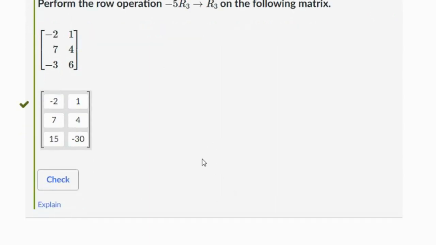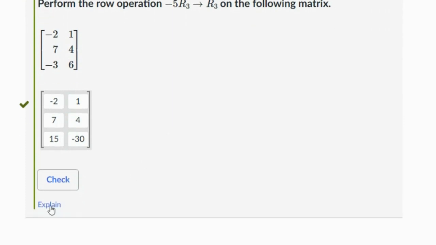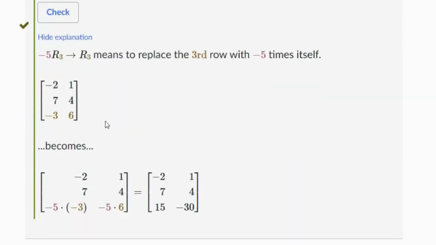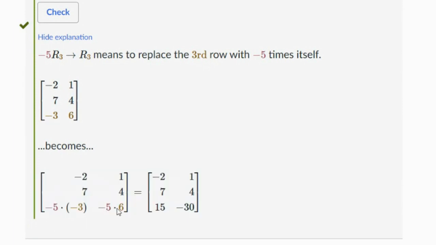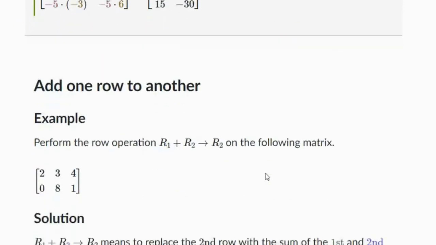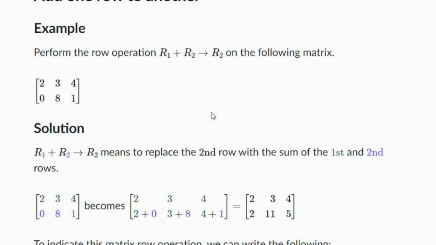Perfect. And if you go back and you're looking at this and you don't understand that, here's the explanation. You click that, and it tells you what to do. This means replace the third row with -5 times itself. -3 times -5. -5 times positive 6. All right. And here's the last thing that we're practicing. Add one row to another.